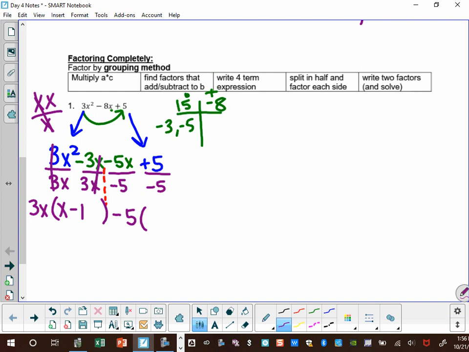Alright, and then I'm left to divide. What's negative 5x divided by negative 5? Just x. That's all we're left with. What about positive 5 divided by negative 5?